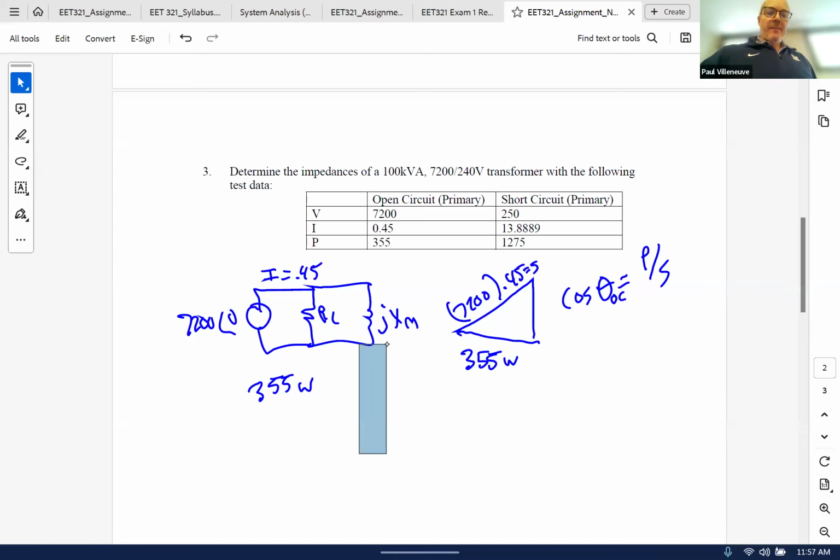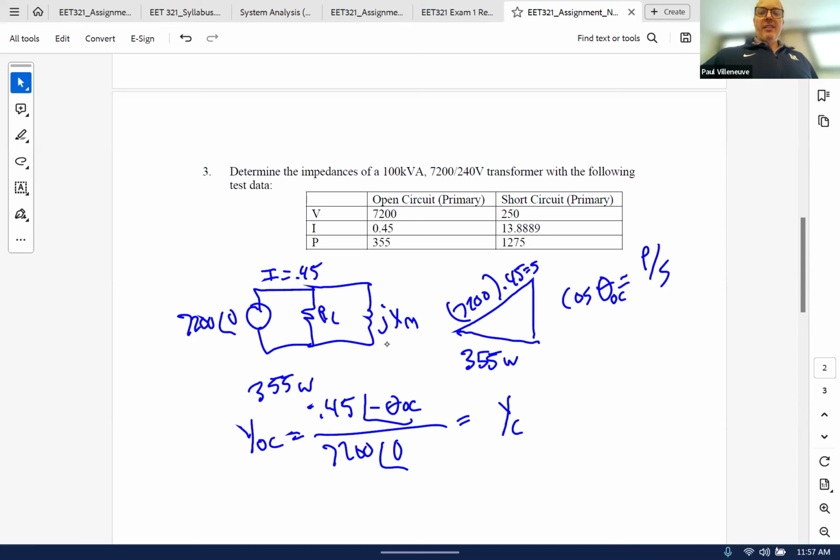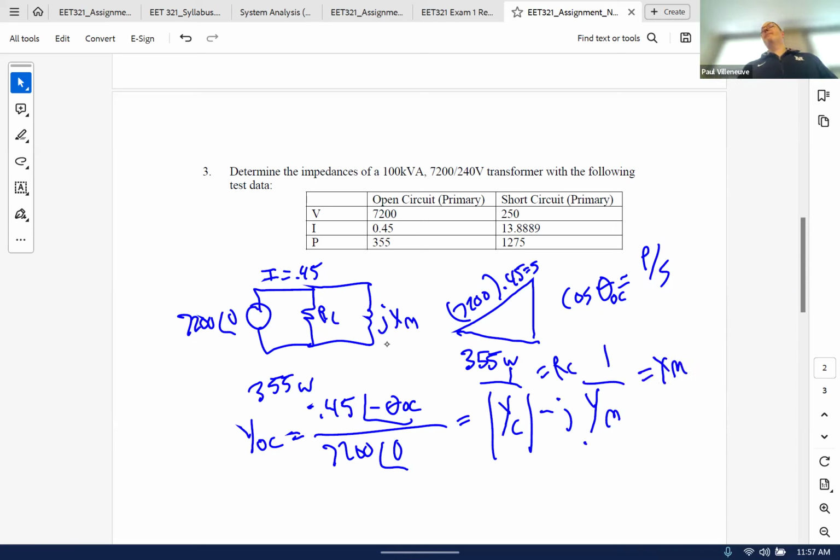Now I can say Y open circuit, because remember, these two elements are in parallel with each other. And if I just did Z, I would have a hard time teasing out which one is R sub C and which one is X sub M. So I take my current, 0.45 at an angle of minus theta open circuit, and divide that by my voltage, 7,200 at an angle of 0, and that's going to give me a G sub C minus a jB sub M. 1 over that is R sub C, and 1 over that is X sub M.